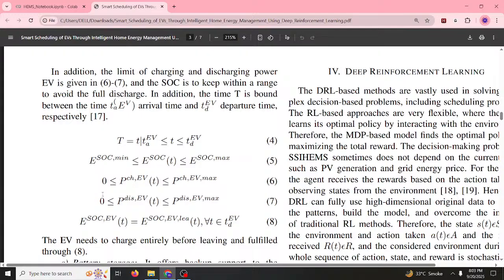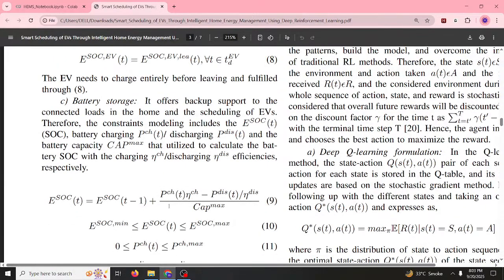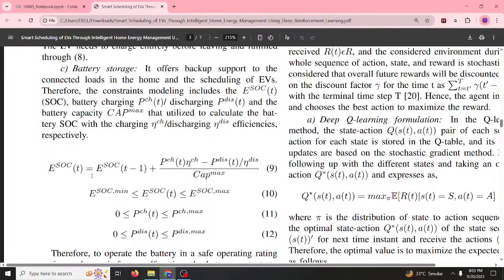And it is assumed in equation 4 that at the time at which the vehicle departs, its energy is more than the energy at the time the EV arrives, with some difference. So these are the basic constraints that we will be using here for the EV, and somewhat similar constraints will be used for the battery. Let us first discuss this battery part and the EV part.